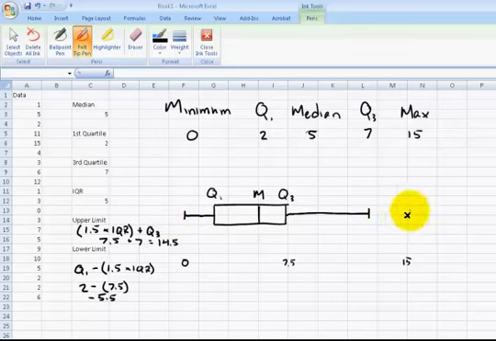Remember, this X indicates this value of 15 right here, and it also indicates that 15 is an outlier. The largest number that is not an outlier is 12, and that's why the box plot only goes up to 12. So there we have it. This is our box plot. We have the median, Q1, Q3. The median, you can see, is closer to Q3. However, the median is closer to our minimum value of 0. We also have our 5-number summary up here at the top.